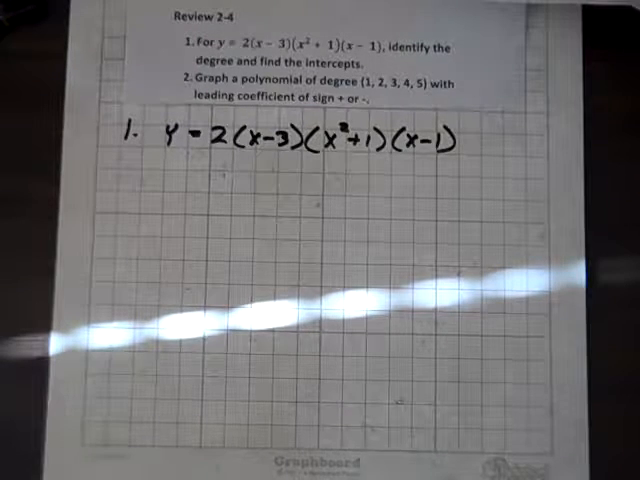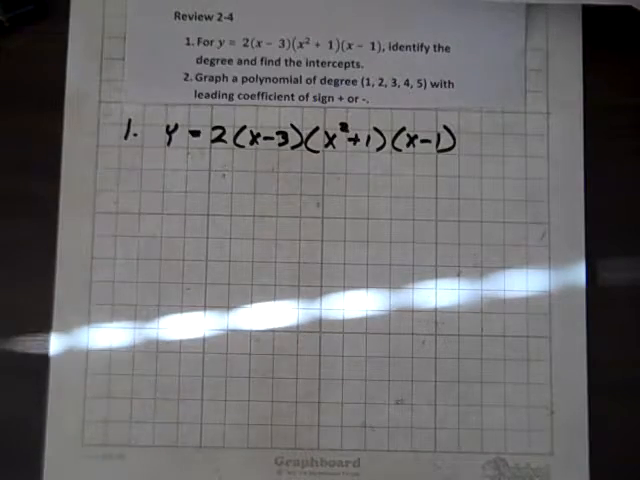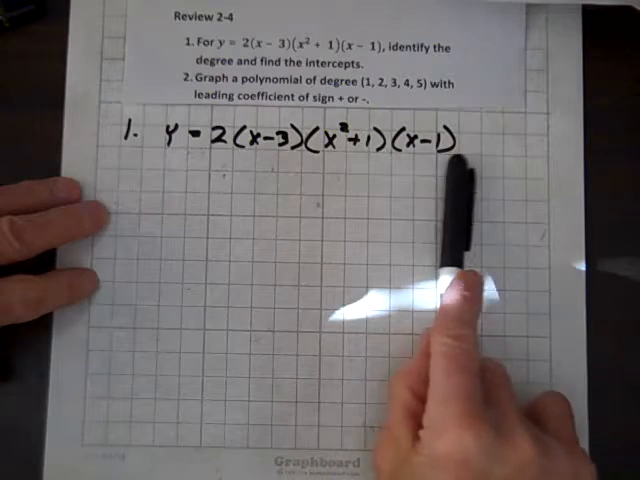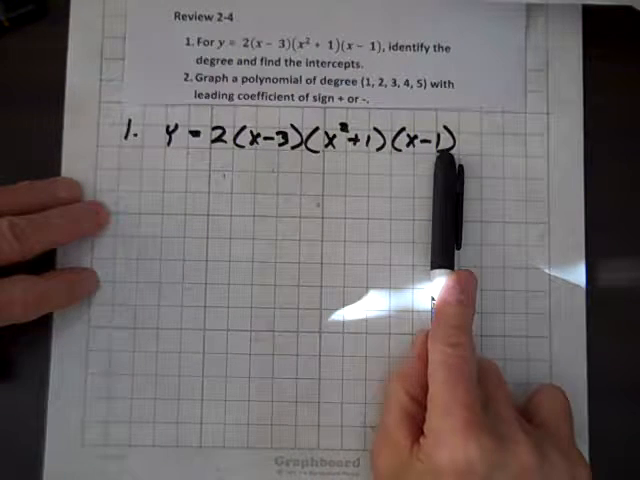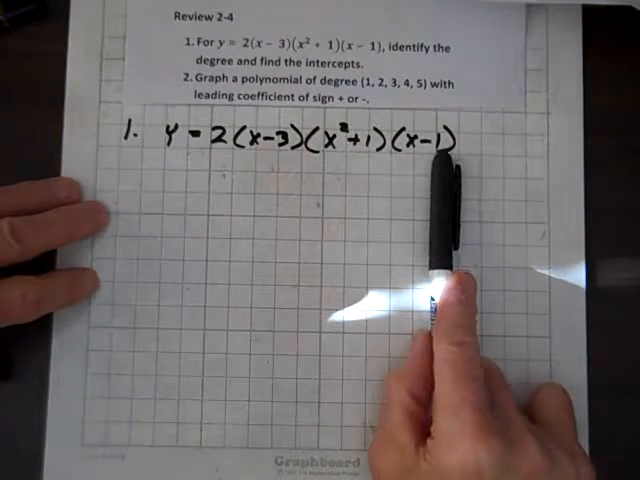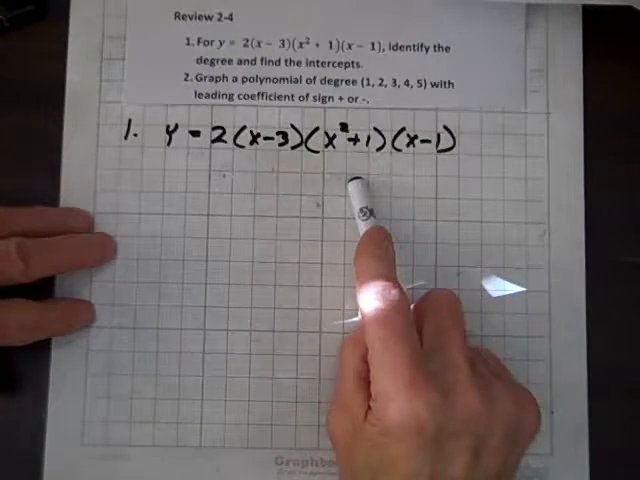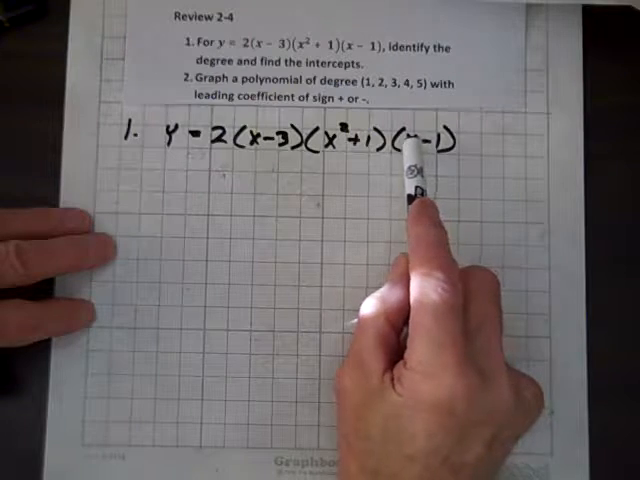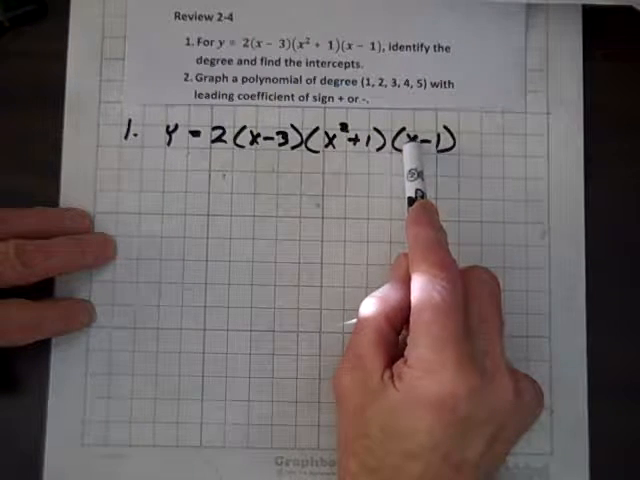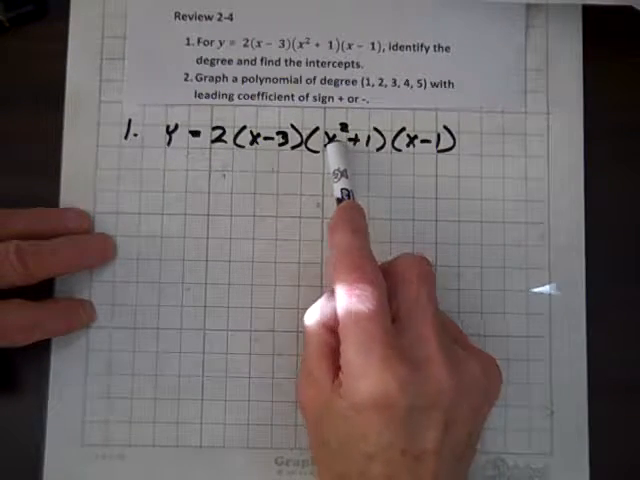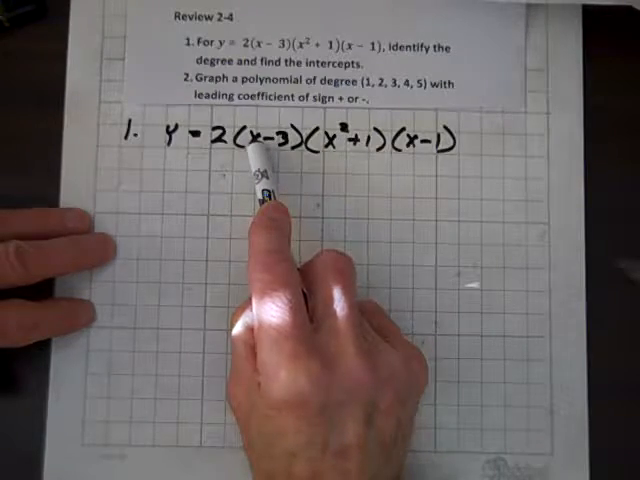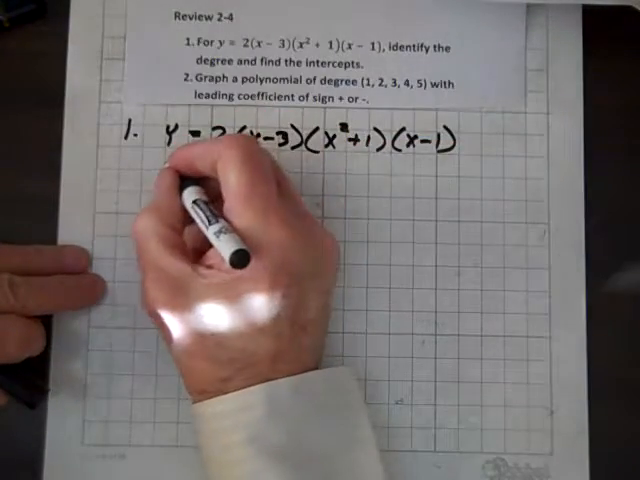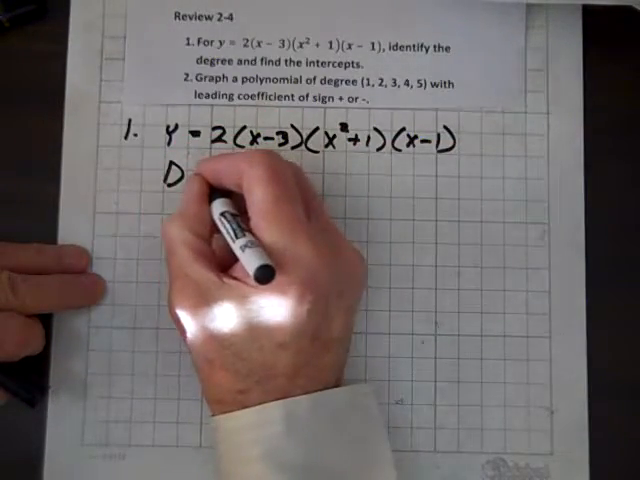Well, now we're doing the review for section 2-4, and for this given equation we have to find the zeros and the degree. So let's deal with the degree first, and will you agree if we multiplied this thing out, our leading term would be x times x squared times x, which is x to the fourth times 2, so the degree is 4.